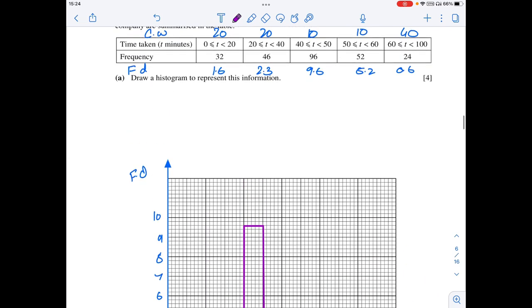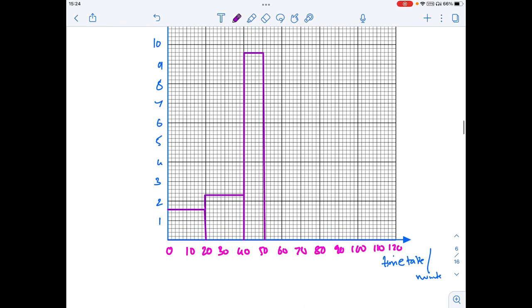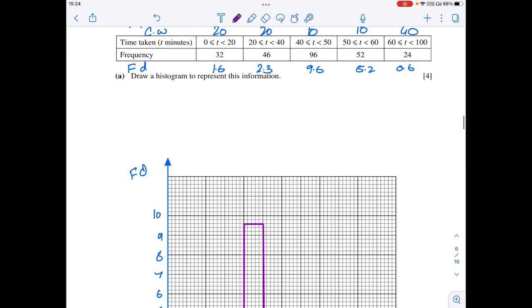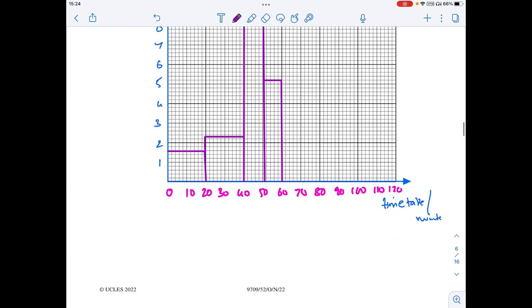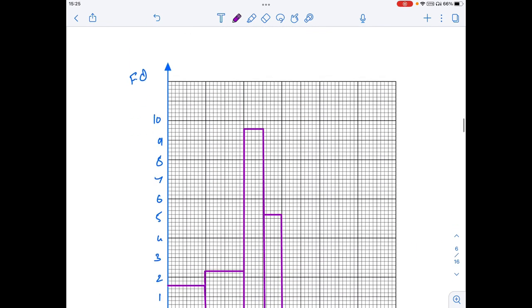Then 50 to 60 is 5.2. Then 60 to 80 is 0.6. 60 to 100.